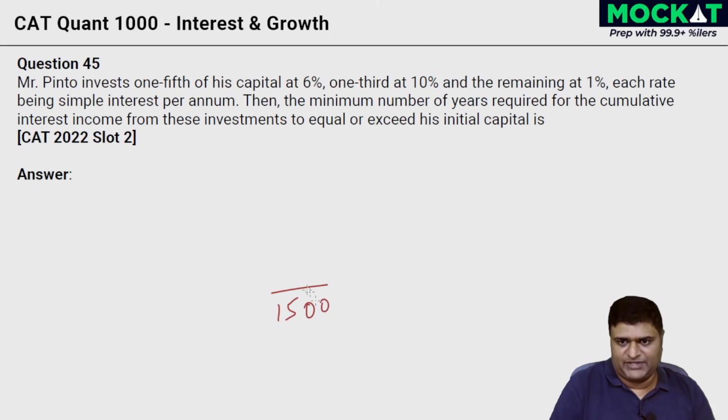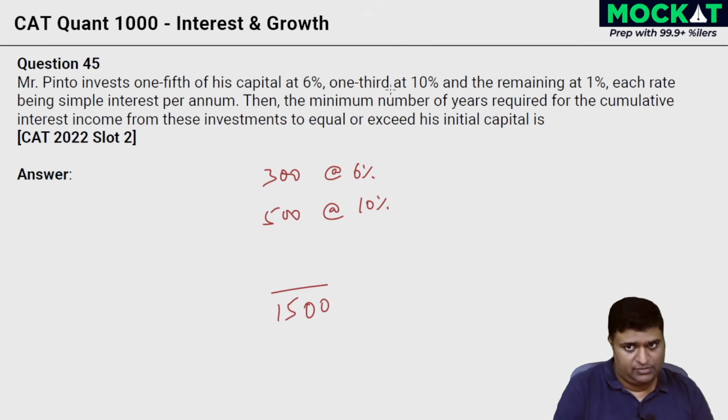So 1/5 of his capital, right? 1/5 of this is going to come to 300. 300 has been invested at 6%, okay? 1/3 of this, 1/3 is 500, and that's been invested at 10%. Now, a lot of students might make a mistake over here thinking that is 1/3 of the remaining. No, it's not. It just says 1/3 at 10%, 1/3 of the total. If it would have said 1/3 of the remaining, then of the remaining 1200, then 1/3 becomes 400.